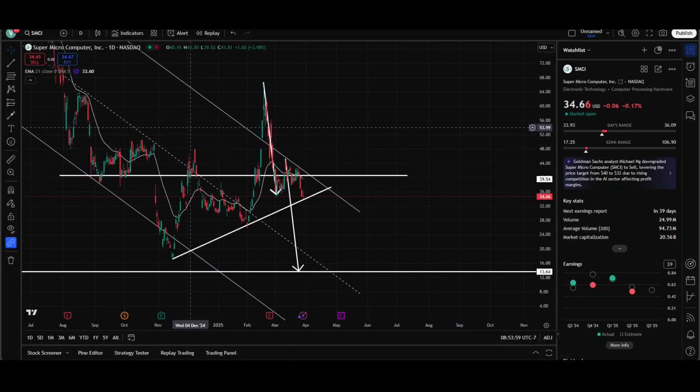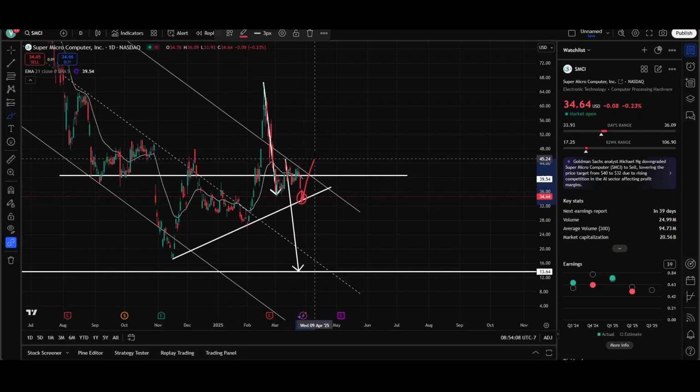Nothing is guaranteed. The market is dynamic. Things can always change. If we do somehow manage to get that low probability bounce off of this bullish trend line, then we need to see a break above the 40s back into the mid 40s. If we do see that, I think there's a good chance that this will continue much higher from there.